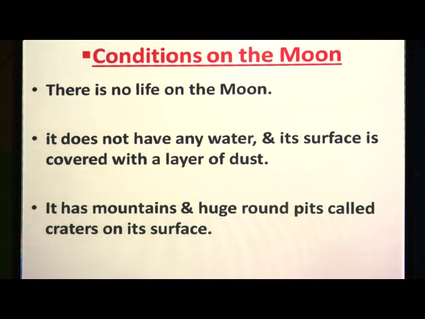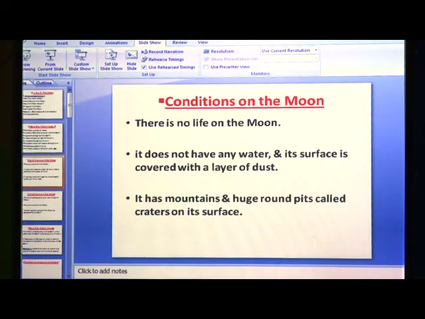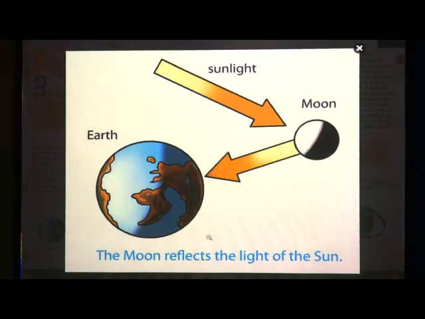In this picture you can see the moon reflecting the light of the sun. Here this is the moon, these rays show the rays of the sun, and this is our earth. When the rays of the sun fall on the moon, the moon reflects the light of the sun onto the earth.